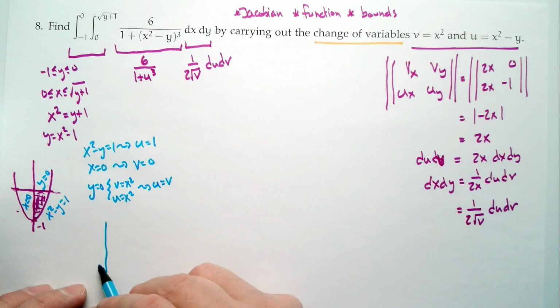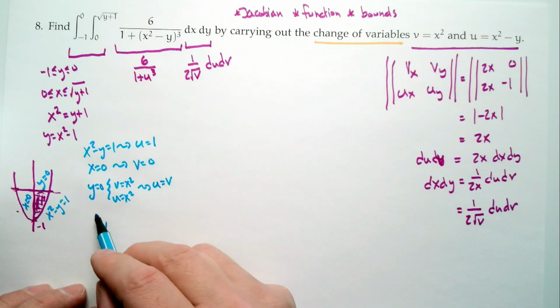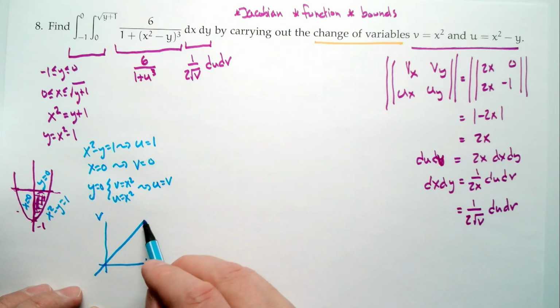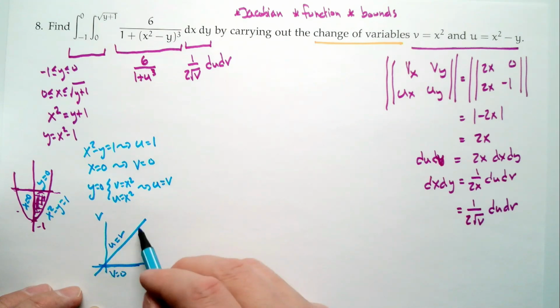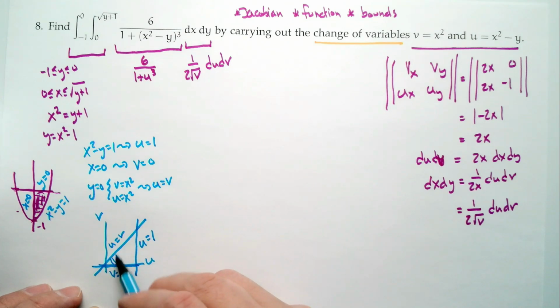So in terms of the uv plane, my 3 bounding curves are the straight line u equals v, the axis v equals 0, and then the line u equals 1. So that is the region. That's the only piece that bounds all 3. So there you go.